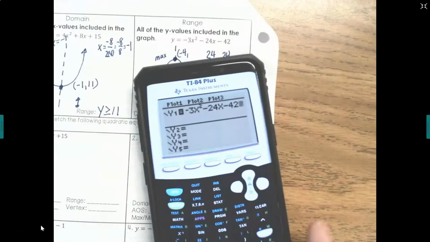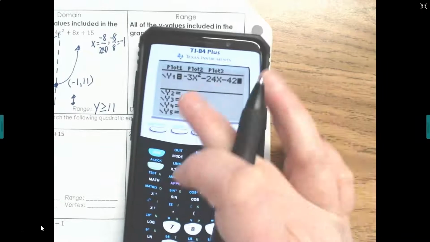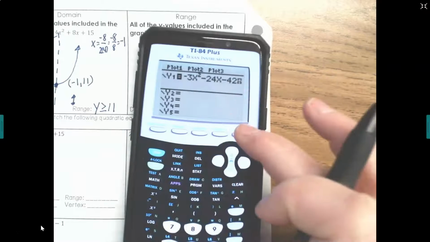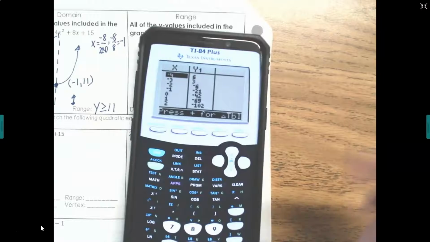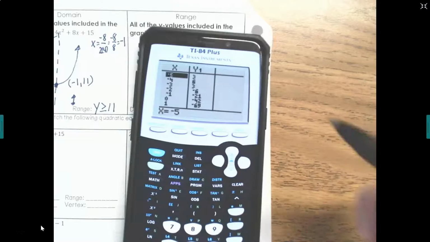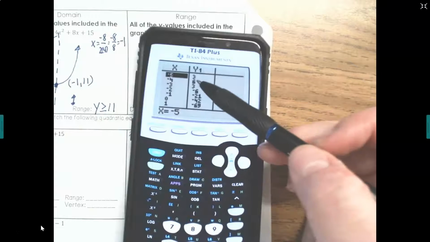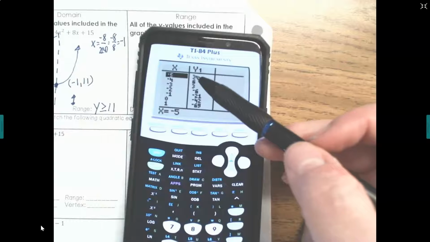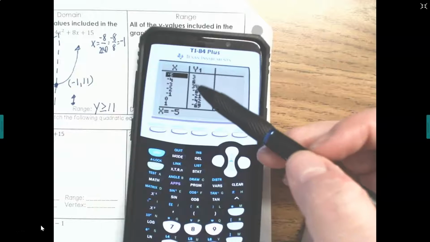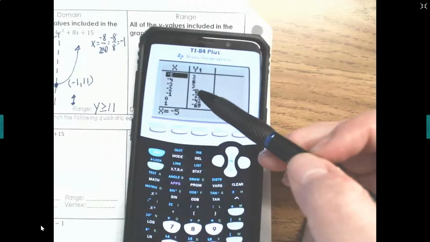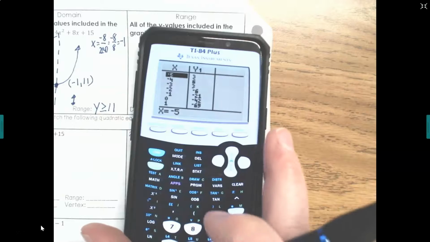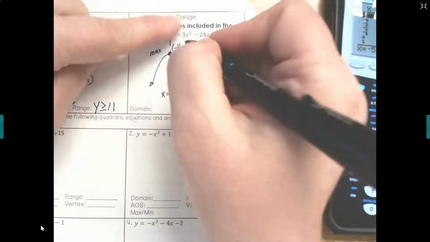Let's go look in our quadratic. So we have it all put in. Second graph to go look at our table. So I'm going to scroll up just a little bit. I have x is -4 here, which gives me a y value of 6. And when I look above and below, do you see the same number of 3? I now know I'm in the right position. So (-4, 6) is my vertex.